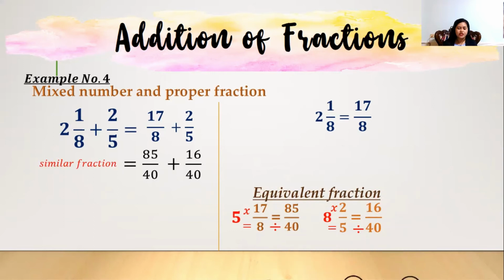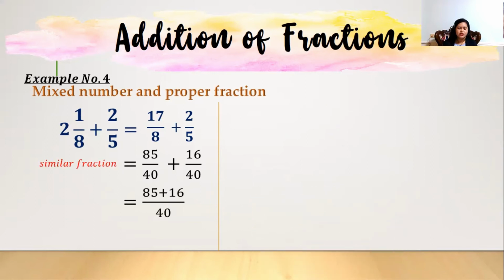With similar fractions, you can now just operate on the numerators of our fractions. So we add 85 plus 16, that would be equal to 101. Then you copy the denominator, which is 40. So 101/40. It also has a corresponding value in mixed number form, which is 2 and 21/40. 2 and 21/40 can be obtained by dividing 101 by 40.